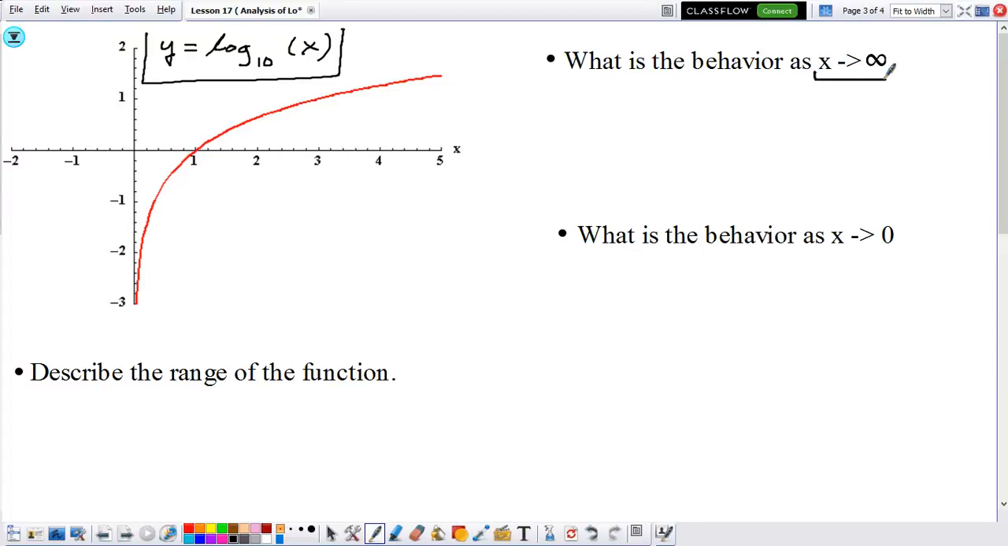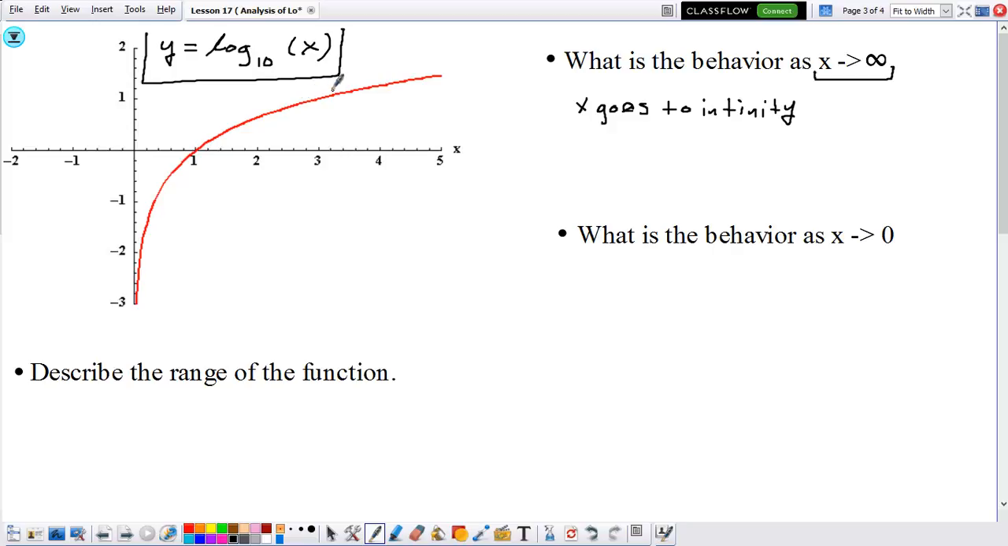This whole x arrow infinity means that when x goes to infinity, that's what they mean by the arrow here. And this is the infinity sign. So here they're asking us what is the behavior as x goes to infinity, or as x increases. Well, we have talked about this in the previous graph. Notice that here, as I move to the right, what's happening to my y values? Here we notice that if we move to the right, the y values are always going to be increasing.